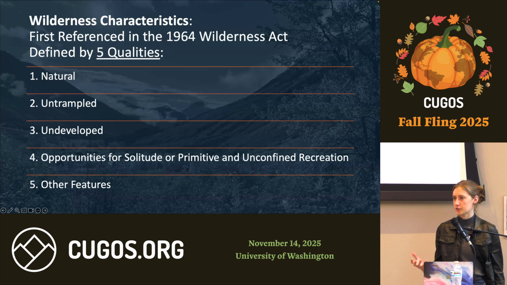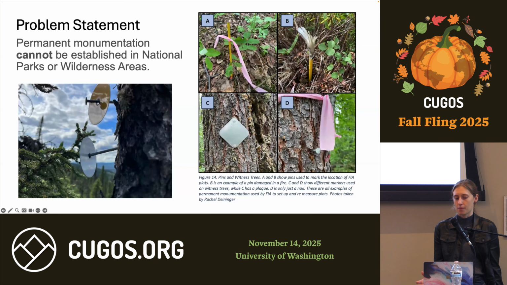So the one that really conflicts with FIA's protocol is the undeveloped, because as it states, permanent improvements in wilderness make it not wilderness anymore. So any permanent monumentation that you're putting in there to be able to monitor these plots, you can't have that. It means you can't find your plot. So this brings us to our problem statement. Permanent monumentation cannot be established. And here's some more examples of what that monumentation looks like. So this means across all of the wilderness in the US, a lot of it being in Alaska, there's no monitoring of it in our national inventory of trees.